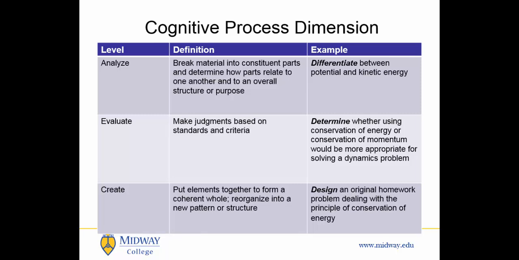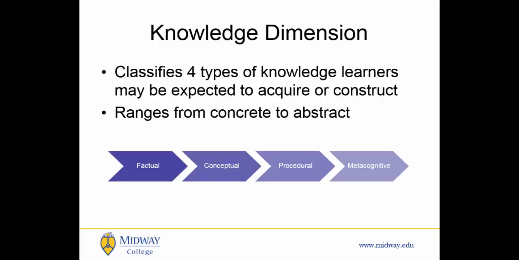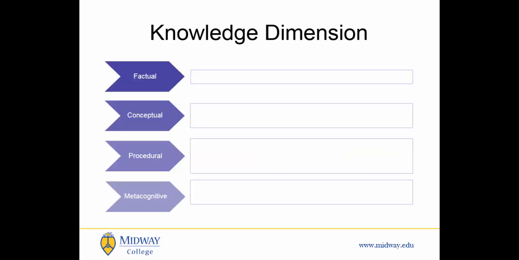Once again, notice in the examples how the change in verb usage enables students to act on the same concept, but in a different way. Bloom's revised taxonomy included structural modifications with the addition of the knowledge dimension. The revised taxonomy classified 4 types of knowledge learners may be expected to acquire or construct, ranging from concrete to abstract. Factual knowledge includes terminology, specific details, and elements.